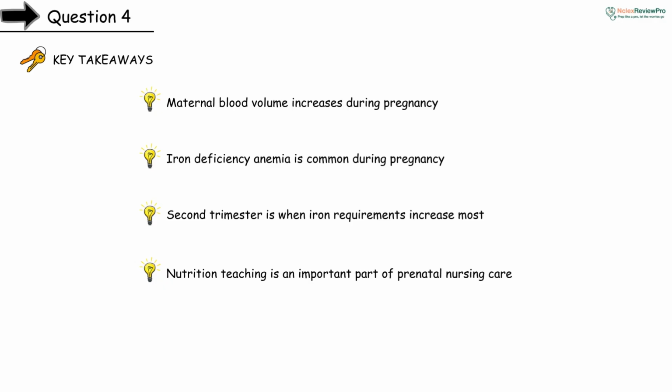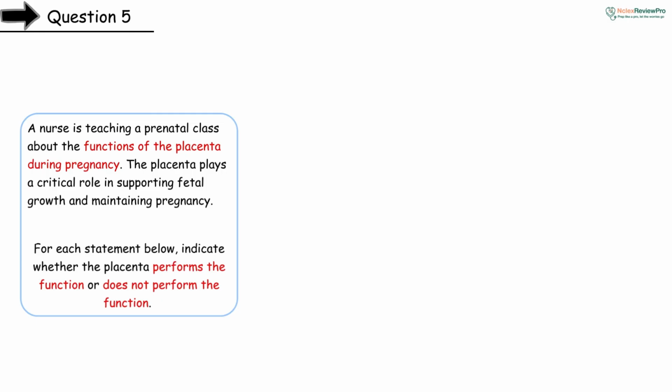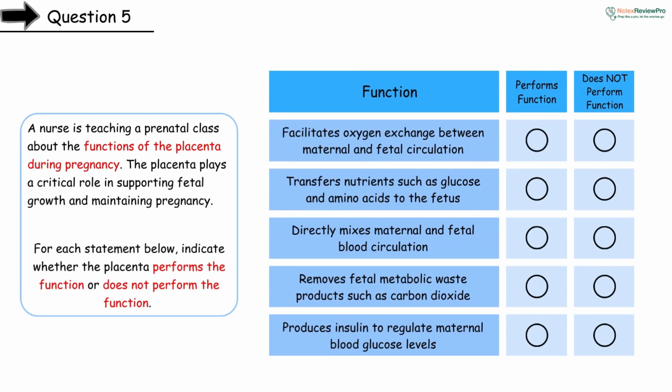Not what is generally important, not what will be important later, but what the body needs right now. And in the second trimester, that answer is often tied to increased blood volume and nutritional demands. Now let's build on this concept in the next question. Question 5. Matrix. All right, let's break this down. We have a nurse teaching a prenatal class about the functions of the placenta during pregnancy. And the question is asking, for each statement, determine whether the placenta performs the function or does not perform the function. Let's go through each statement one by one.